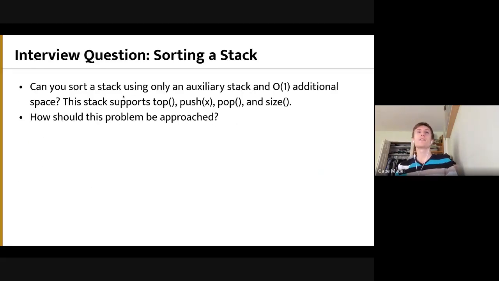All right, so here's an interview question about sorting a stack. Can you sort a stack using only an auxiliary stack and one additional space? These are the only methods: top, push, pop, and size. These are the only methods you have available to you with this stack. Does anyone have any ideas on how this problem should be approached? I'll give you guys 45 seconds.